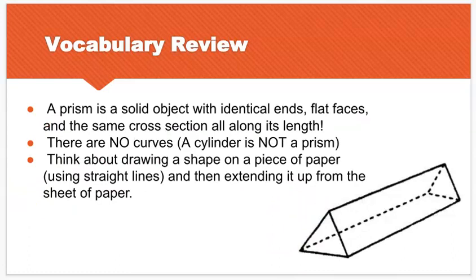A prism is a solid object with identical ends, flat faces, and the same cross-section all along its length. When we talk about cross-sections, we're talking about if we cut this in different places, it would look the same. There's no curves. A cylinder is not a prism. So think about drawing the shape on a piece of paper using straight lines and then extending it up from the sheet of paper.